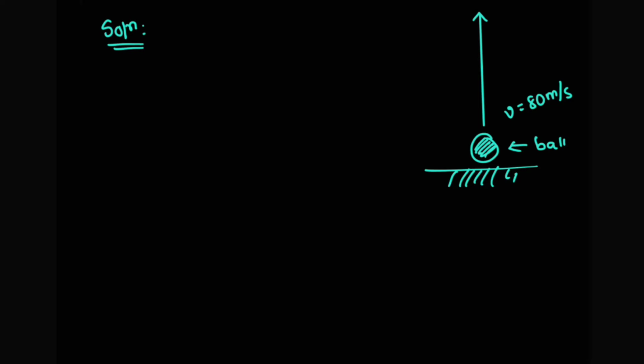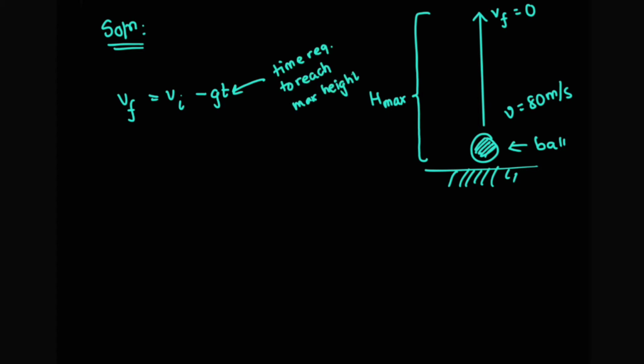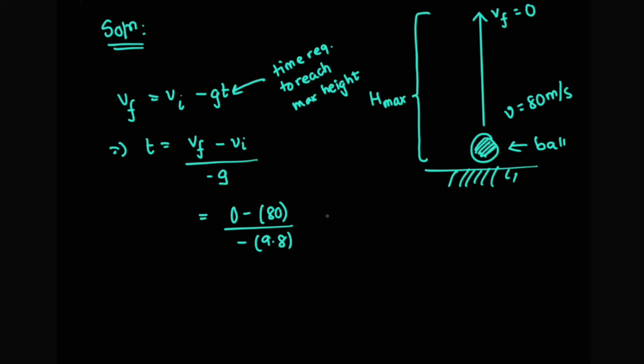Well, at its maximum height, which is h max, its final velocity is 0. So we can use the equation Vf is equal to Vi minus gt, where t is the time required by the ball to reach the maximum height. So we solve for t over here, and we get that the value of t is 8.16 seconds.